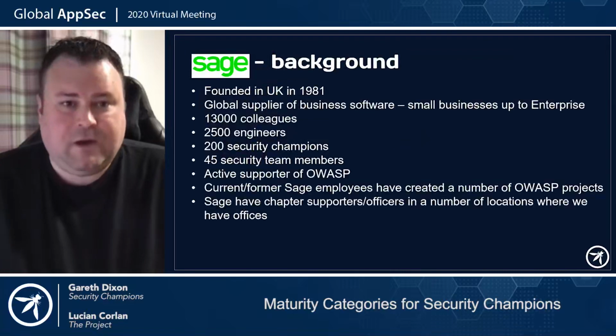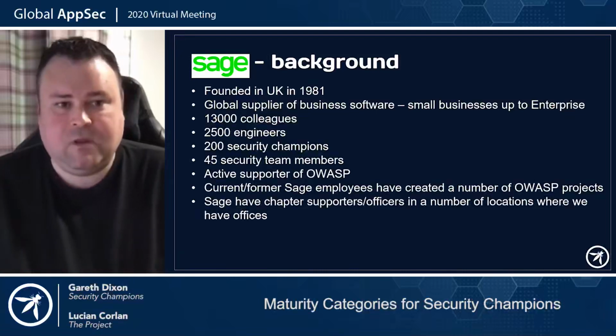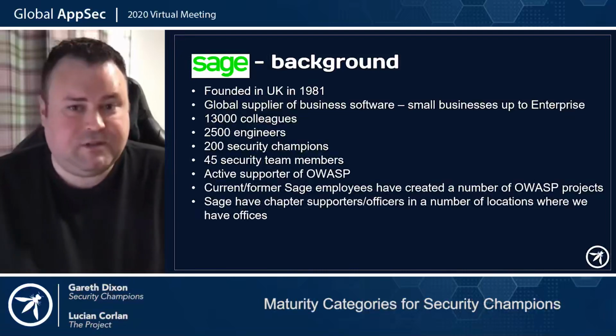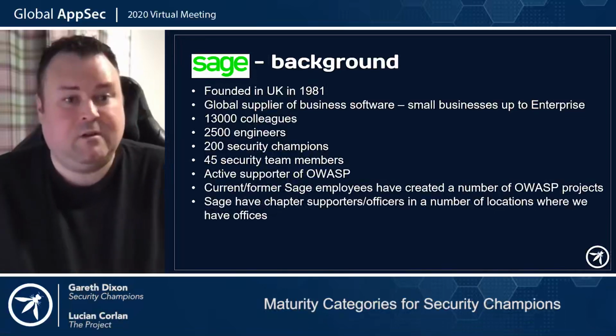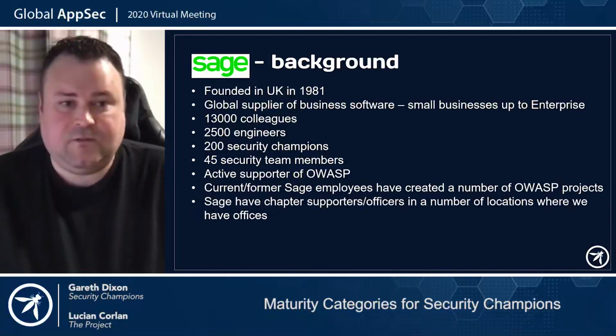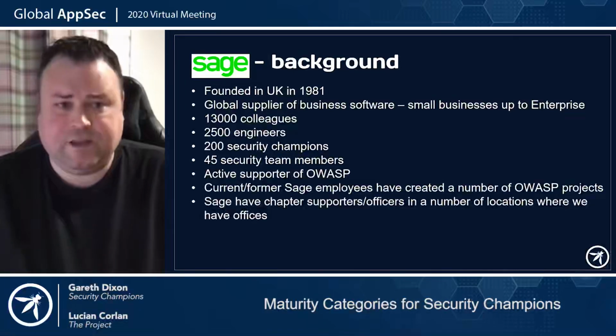I'll just go through a bit of background about the company that I work for. So I work for Sage. Sage was founded in the UK in 1981, and we're a global supplier of business software for businesses ranging from startups up to enterprise. We've got 13,000 colleagues, and of those, 2,500 are engineers.